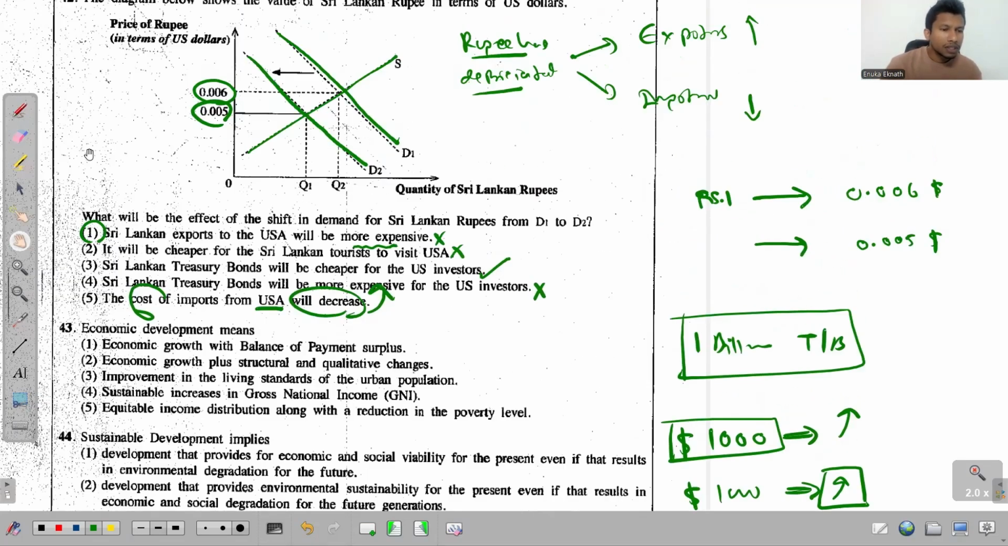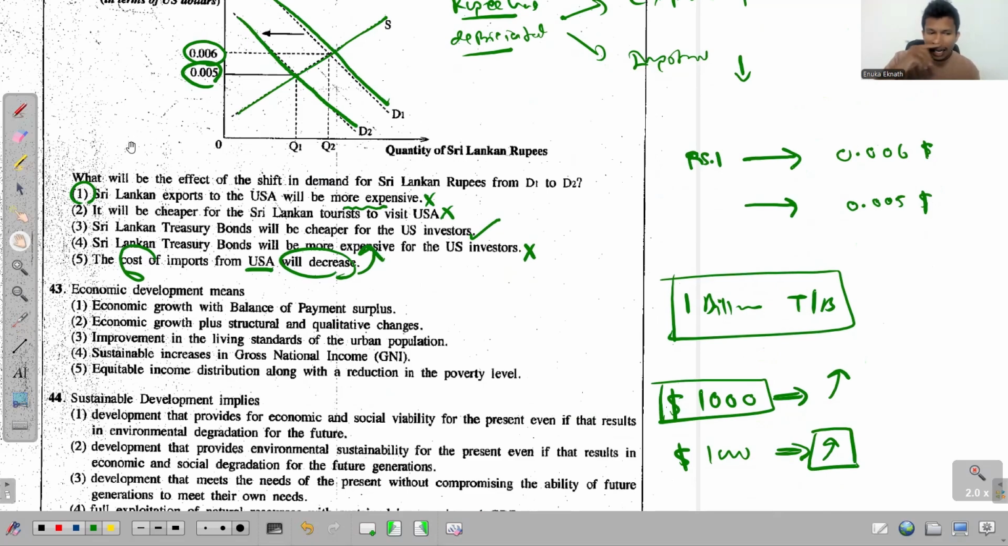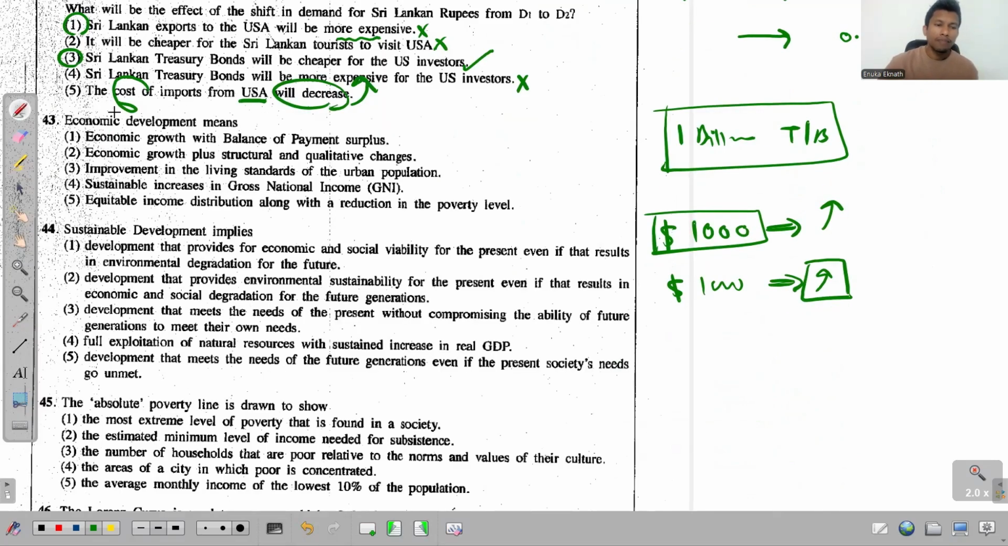So for this question 42, what's the correct answer from the 5 provided options? It's the third one. Now look at this question 43. It says economic development means. Okay, what is economic development?